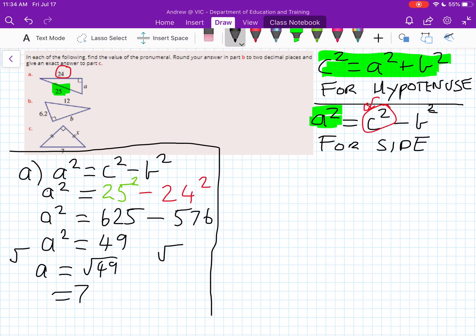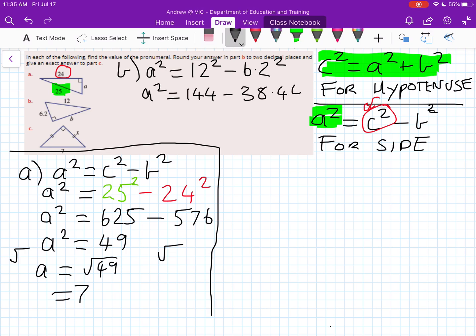So you actually use the exact same method here, and I'll just do this a little bit shorter. So we have, I'll just do this up here, so we'll just call this a squared still, is equal to 12, that's our hypotenuse, squared, minus 6.2 squared. So with this, we just need to work out these values. So a squared is equal to 144 minus 6.2 squared, which is 38.44. So this all equals a squared is equal to 105.56.